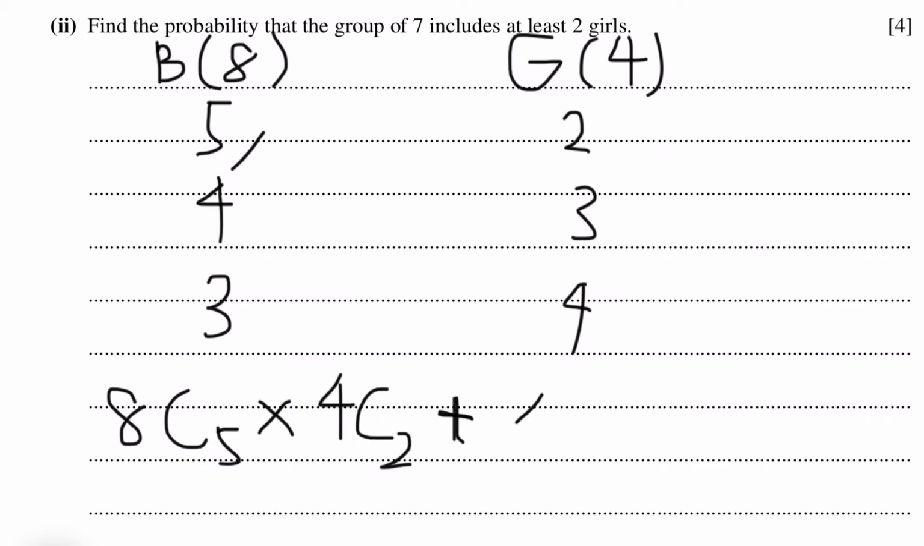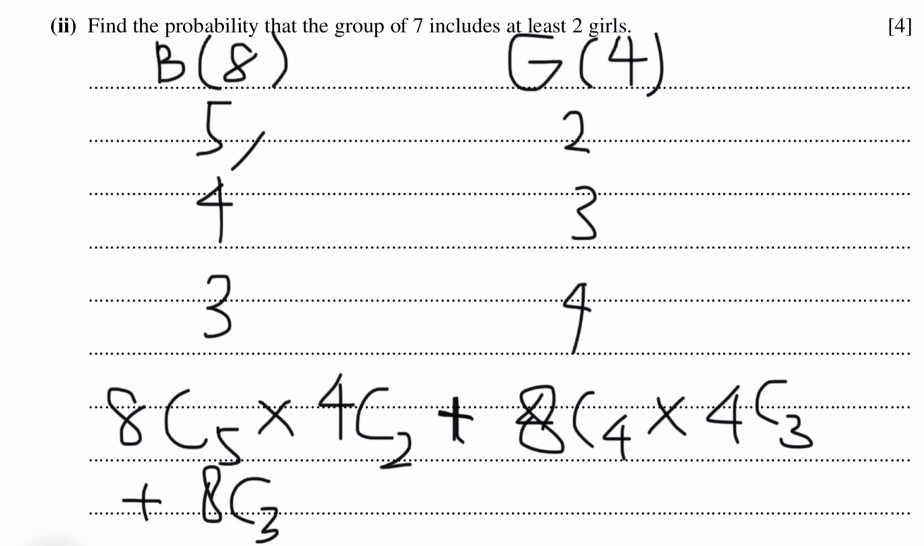Add this by the second row, 8C4 multiplied by 4C3, and 8C3 multiplied by 4C4. And the total will be 672 ways.